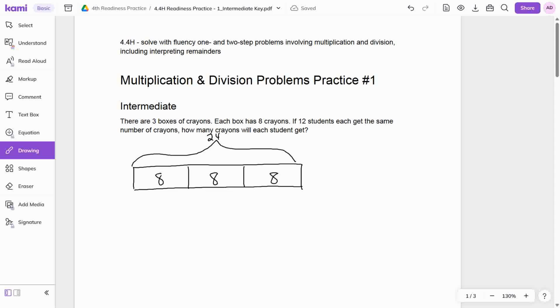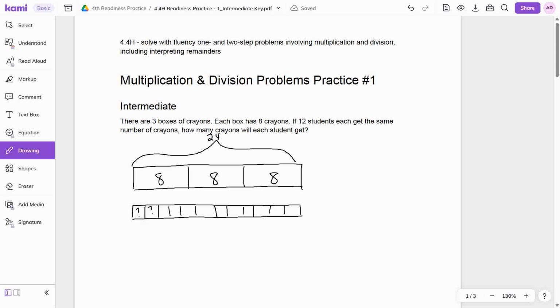And then if 12 students each get the same number of crayons, how many crayons will each student get? Well, now that I know that I've got 24 crayons, because that's 3 sets of 8, I need to divide that into 12 equal pieces. This is what this strip diagram would look like. I'm going to draw another bar underneath and break this into 12 equal parts. I want to cut it in half, cut each half into thirds, so I've got sixths, and then cut each sixth in half, and that's going to give me 12 equal parts.